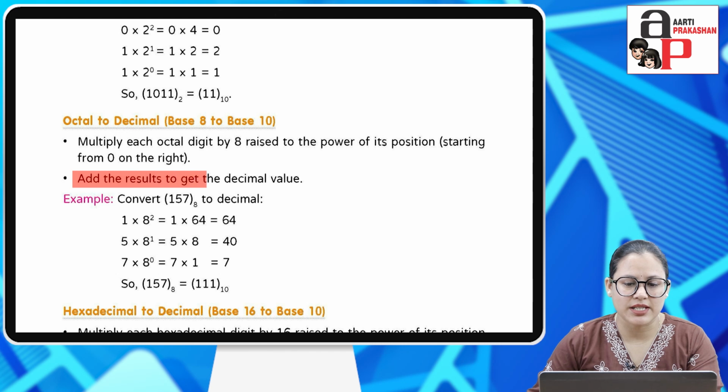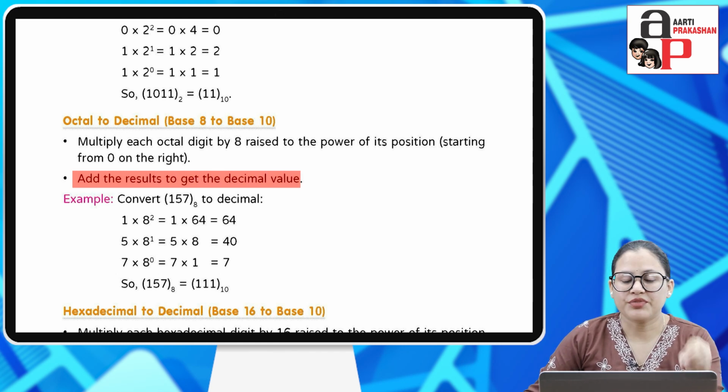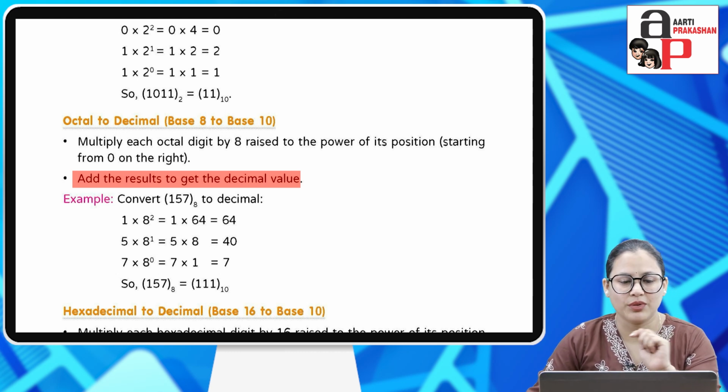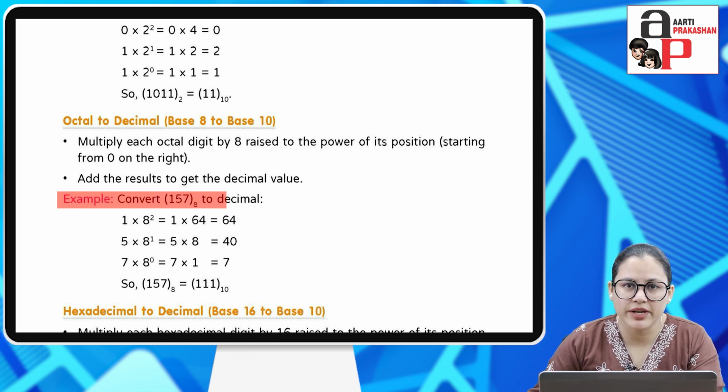Add the results to get the decimal value. Okay, students, the steps are the same, but the difference is that now we have to multiply each digit by 8 raised to the power of its position. For example, convert 157 base 8 to decimal.